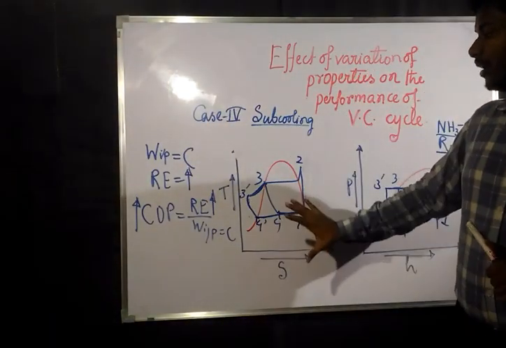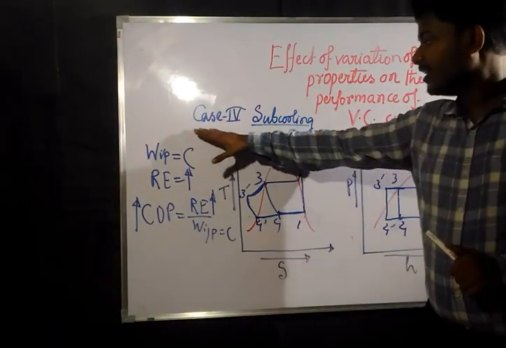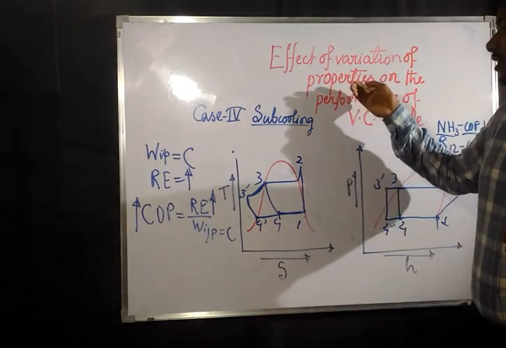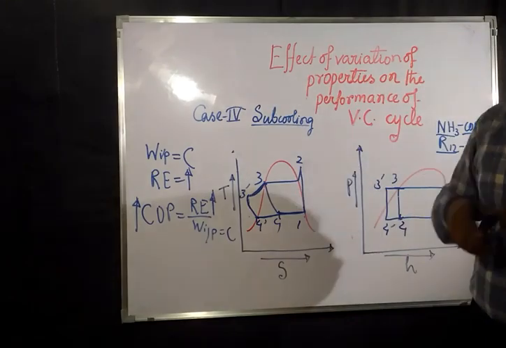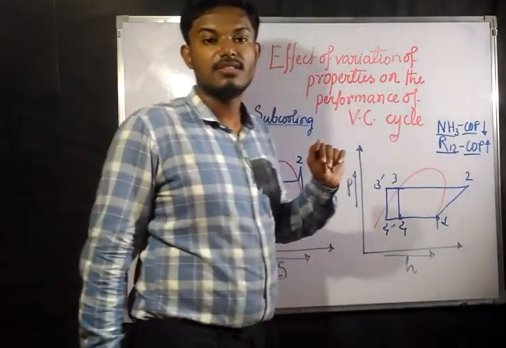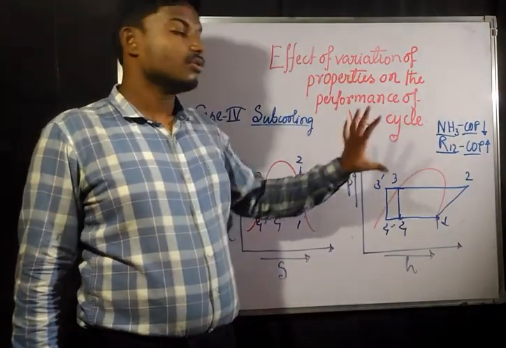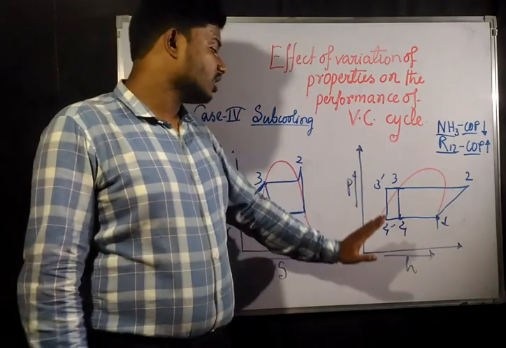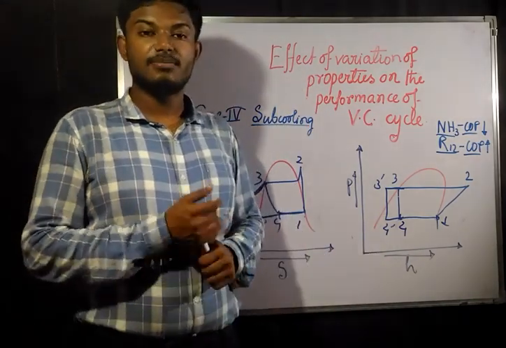So from here we are studying these 4 cases, to know whether changes in properties are going to affect the performance of the VC cycle or not. We are going to see this from these 4 cases. So up to here, the refrigeration has been done.